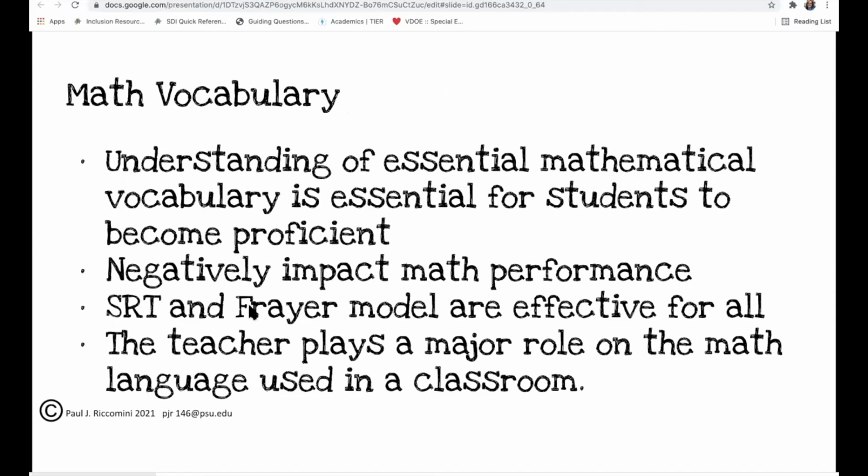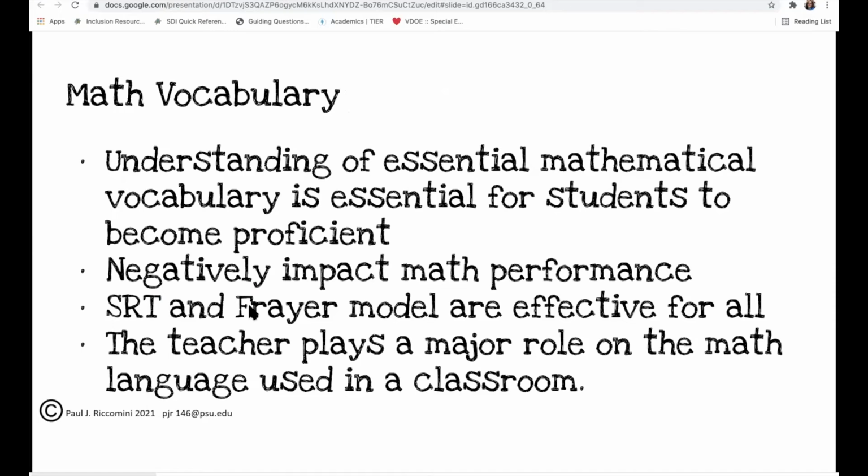We talked about the SRT and the Frayer model. They're very effective. As teachers, you play the biggest role in mathematics language. They don't use it outside of your classroom most of the time. So keep that in mind. And understanding essential math vocabulary is essential for our students to be proficient.